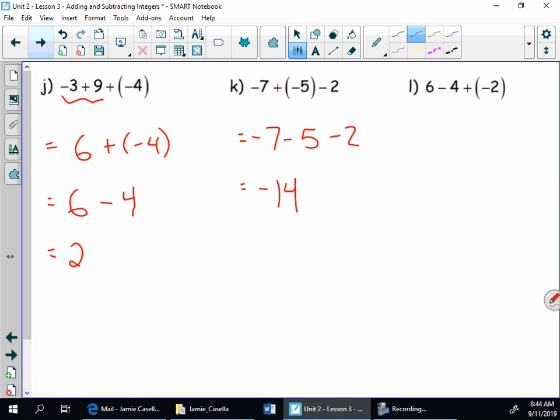Okay, last one. Left to right. But I also noticed that this one needs some cleanup. So I'm going to do that first. 6 minus 4 plus minus. Those are different, so minus 2. That's why I don't have to worry so much about the integer idea of positives and negatives. I can just deal with the numbers now. 6 minus 4. That's 2. 2 minus 2 makes 0.